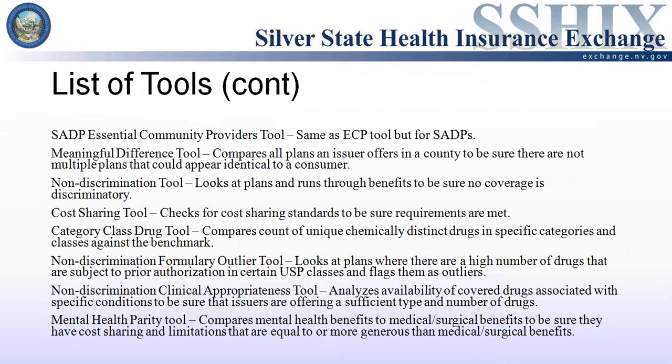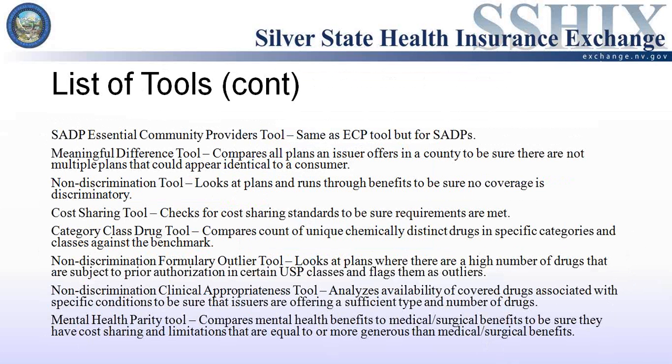Non-discrimination clinical appropriateness tool. It analyzes the availability of covered drugs associated with 4 specific conditions. Those conditions are diabetes, rheumatoid arthritis, bipolar disorder, and schizophrenia, as recommended in clinical guidelines, to ensure that issuers are offering a sufficient type and number of drugs. And the update for this tool is it accommodates 2016 data.